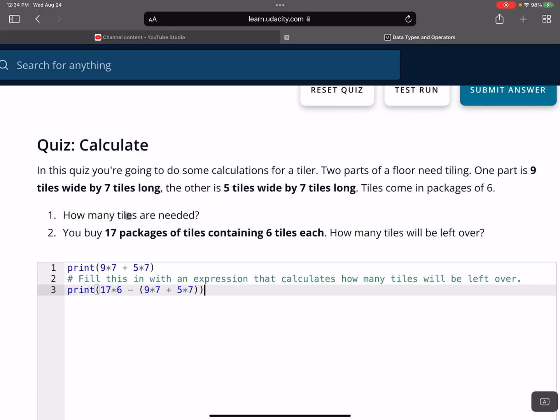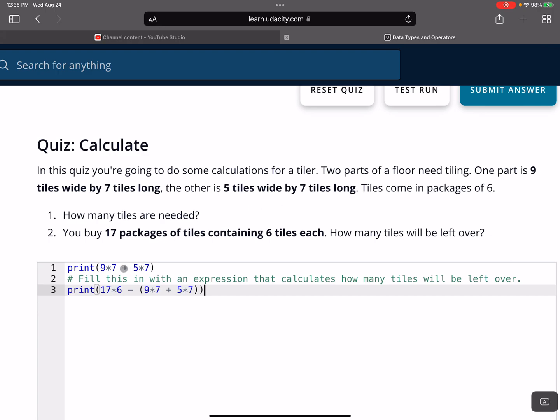Okay. So for the first one, how many tiles do I need? One part is 9 times 7, right? Because that's one part. Okay. The other part is what? 5 times 7, and then you have to what? Put them together. So that's why you multiply here, and you add right there.